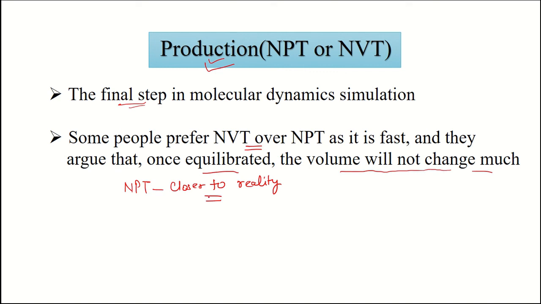So in the previous step, if we perform a small NPT equilibration so that the volume is constant, then we can perform an NVT production run. Because the volume is not going to change too much, and it is also faster than NPT. So it's all up to you whether you want to use NPT or NVT. But people prefer to go for NPT because it is closer to reality.